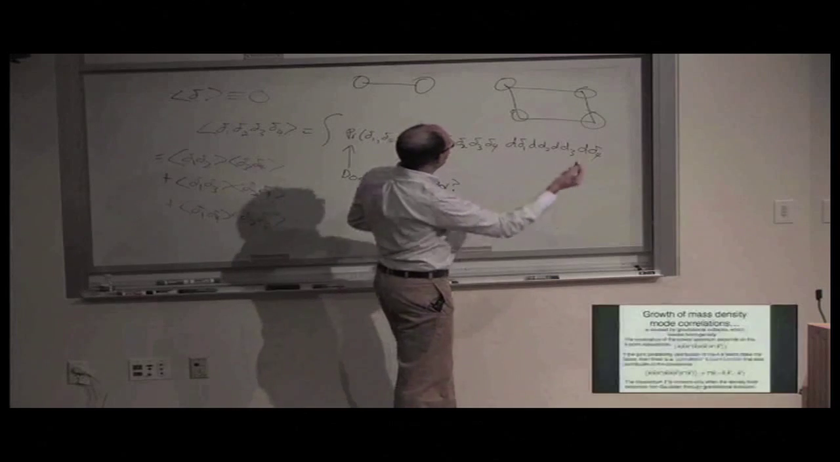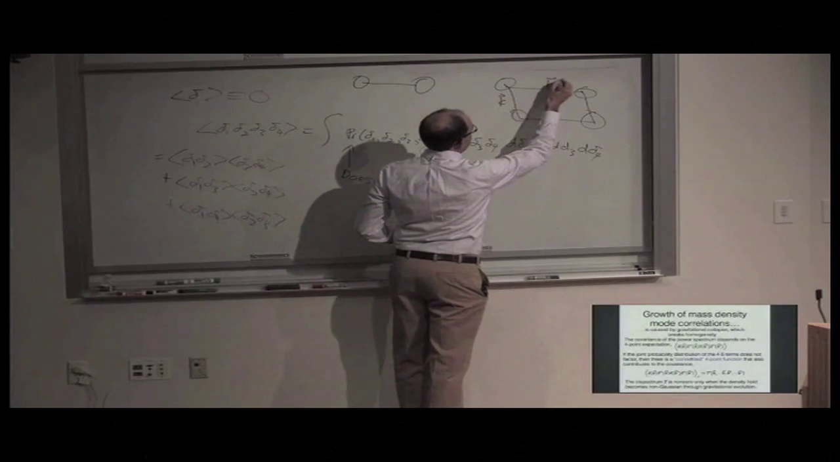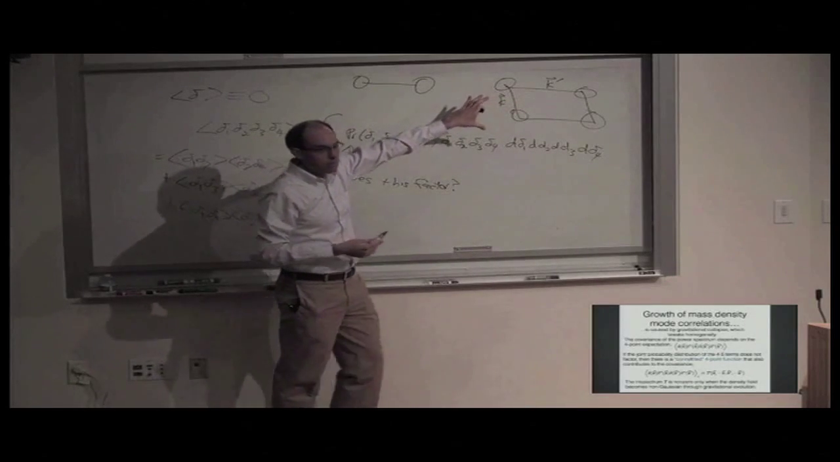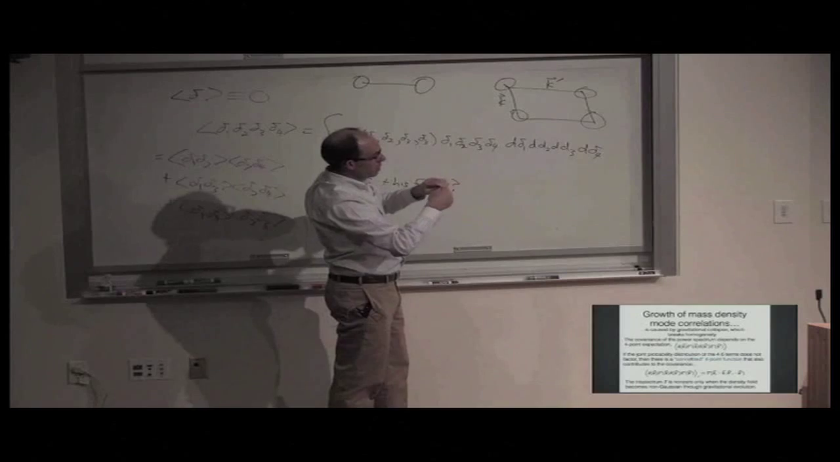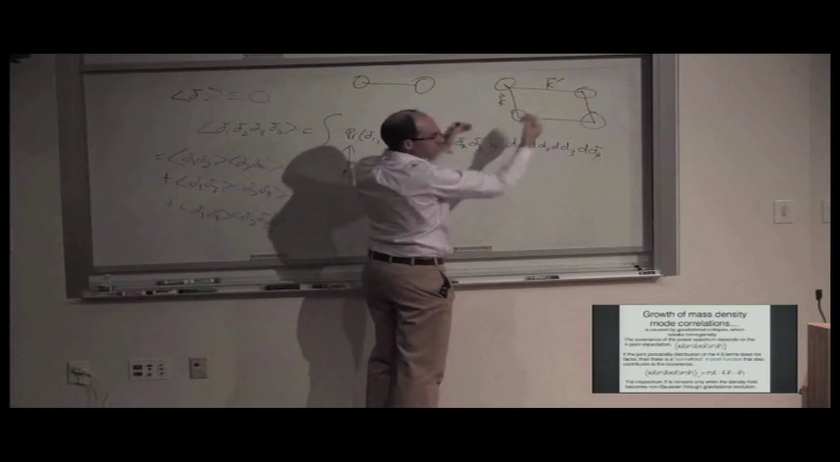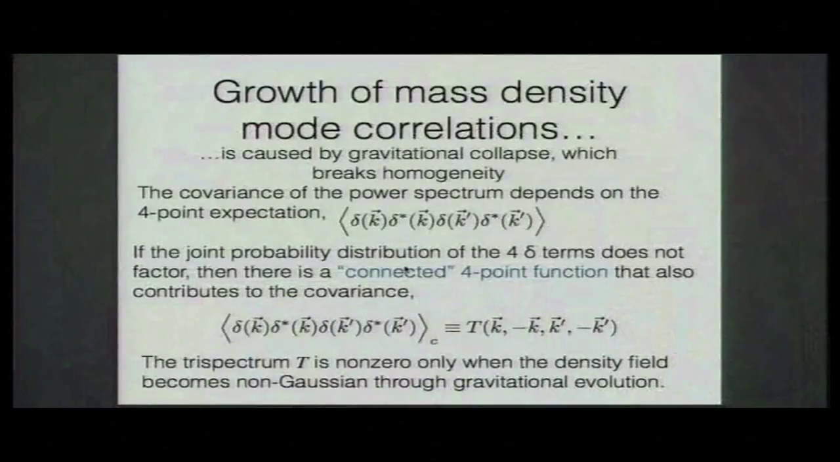And then the different values of k. So this could be wave vector k, and this would be wave vector k prime. And then I average over the trispectrum, which will have different sizes depending on what combinations of wave vectors I'm using. So what's the covariance of different scales in the power spectrum?